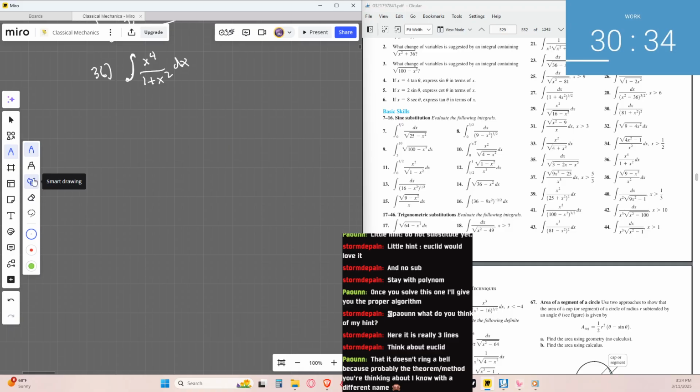Euclid, okay. Because before I would mispronounce Euler's name, and I would basically say it the wrong way. When I see Euclid and Euler's names, I worry about saying the wrong thing. That doesn't ring a bell, because probably the theorem or method you're thinking about is a different name.